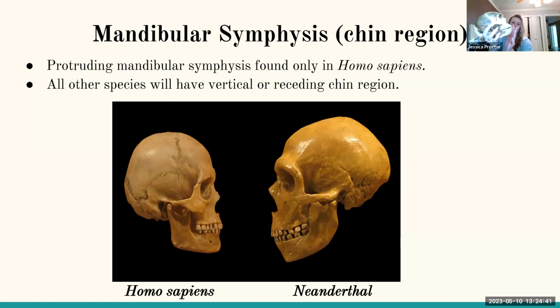Every other species that we're going to look at, when you start at the mandibular teeth and feel down, is either going to be receding or vertical, okay? So once we get to Homo sapiens next week, that'll be a really easy way to identify that species, because only Homo sapiens have a protruding mandibular symphysis or a true chin.